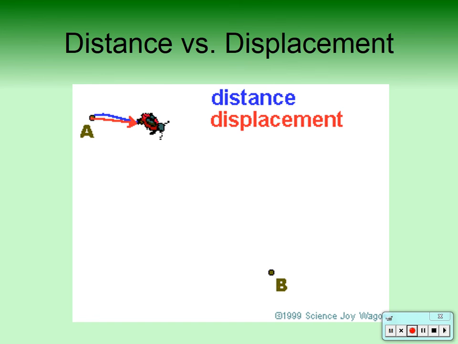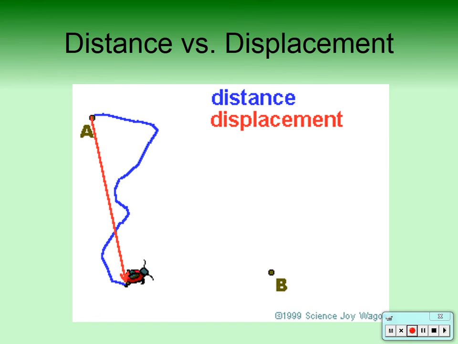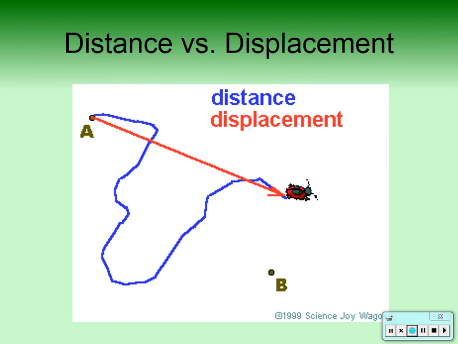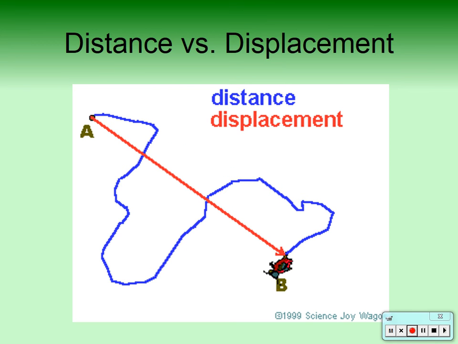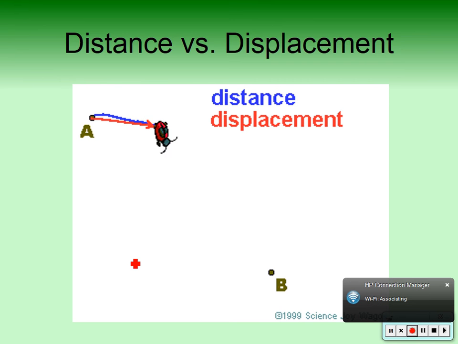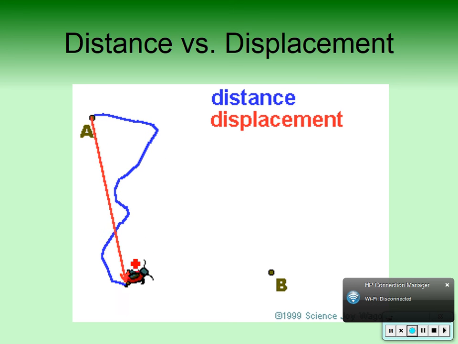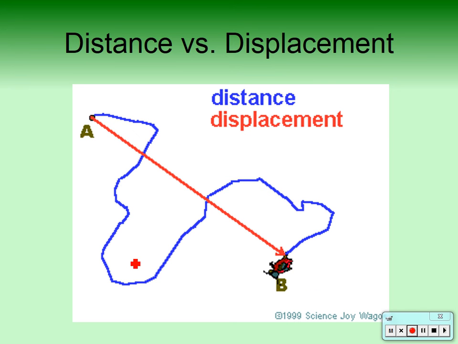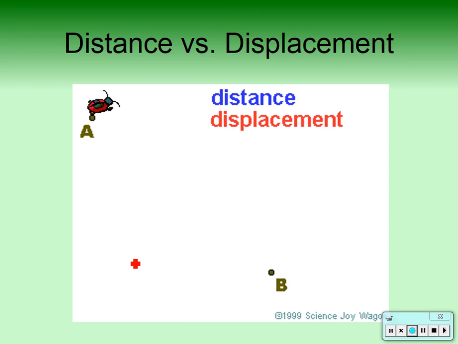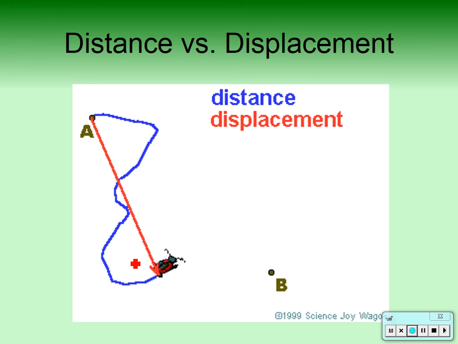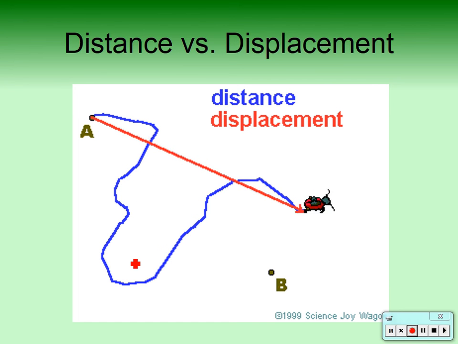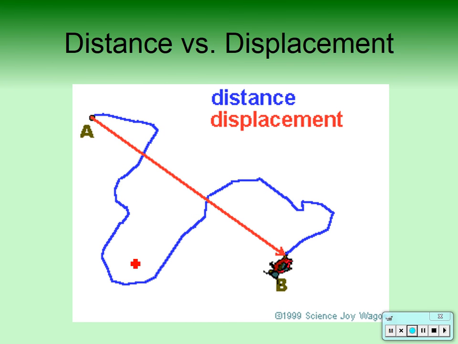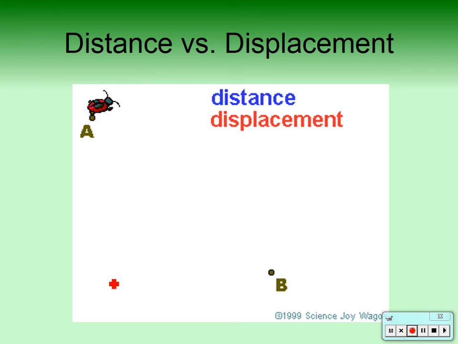Okay, this is just a good animation that shows you visually the difference between distance in blue and displacement in red. Now, if I asked you to find this bug's distance, how would you find the distance of this bug? Cole, Benson, how would you find the distance that this bug traveled? Which line, the red or blue? The blue line, yeah. You just measure how long this blue line is, and that will give us distance.